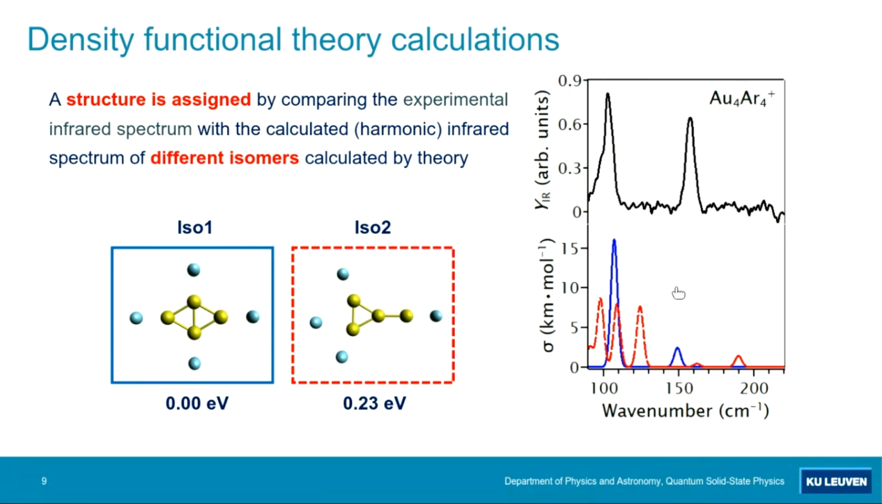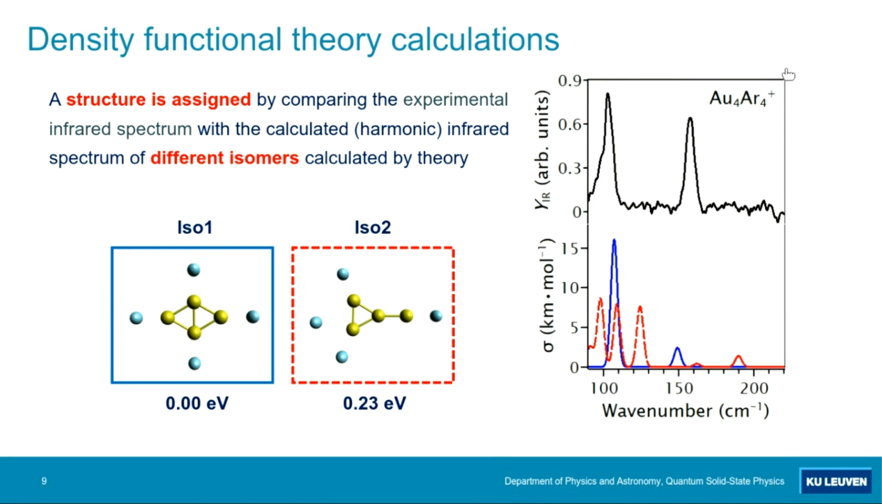So that's basically the idea. Of course, you need a lot of computations. This is a small system. It's just 4 atoms, but it's gold, so you have around 200 electrons. So performing density functional theory calculations for this system is really very heavy.